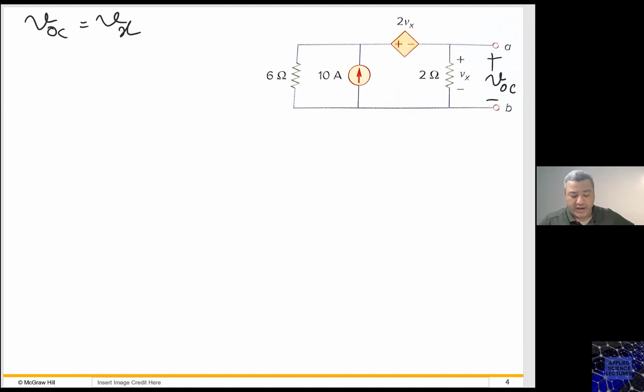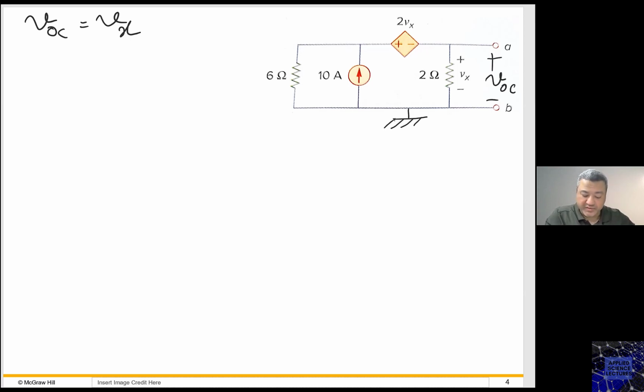Here we have a circuit that has a current source. I can use mesh analysis, and I would have a super mesh in this case. Also, I can use nodal analysis, and I would have a super node as well because of the dependent source. If I take this as my reference, then the dependent source is between two nodes where the reference is not one of them. So let's do it this way.